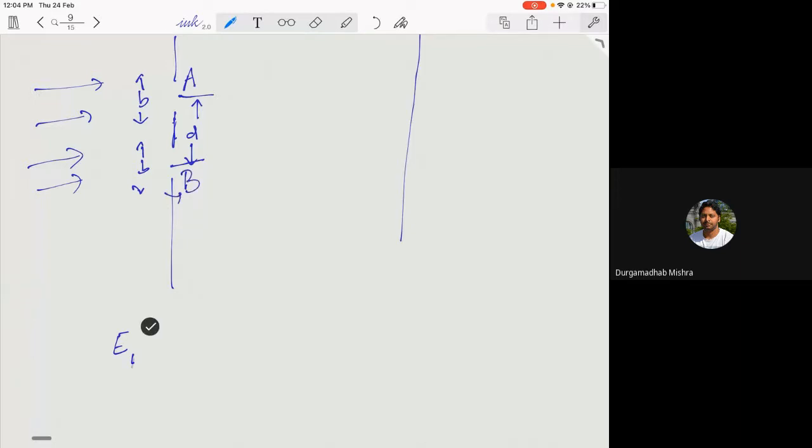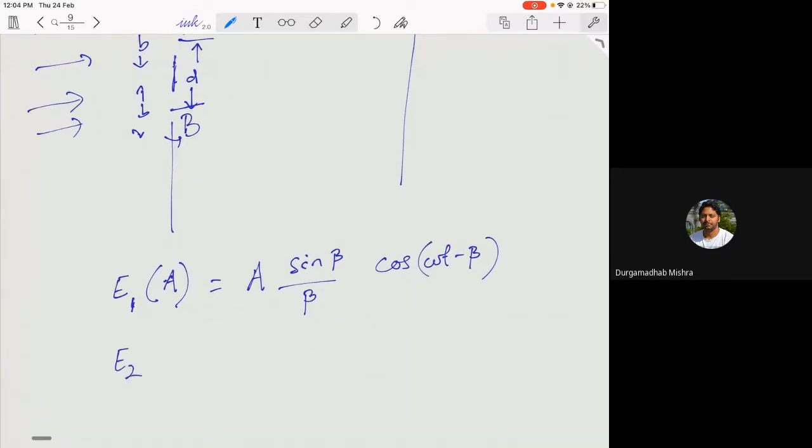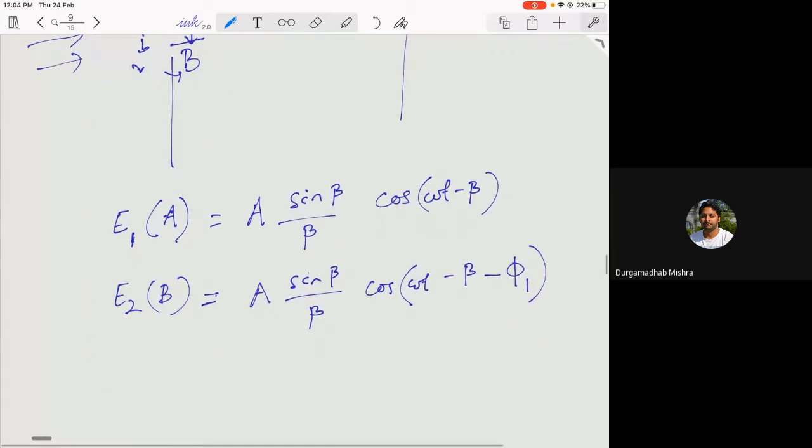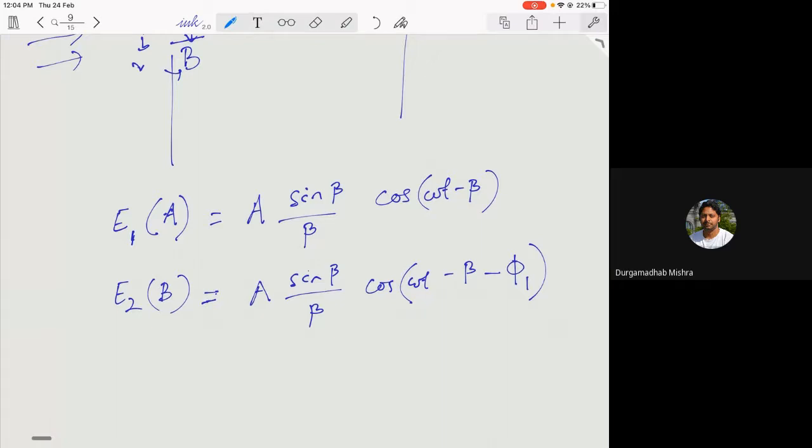So the electric field from slit A would be given by A sin beta divided by beta. That is the amplitude of the electric field. And what is the amplitude of the electric field from B? Again, it will be the same, sin beta divided by beta, cos(omega t minus beta). But there will be an additional phase difference, because there are two different slits, in the electric field associated with slit B.